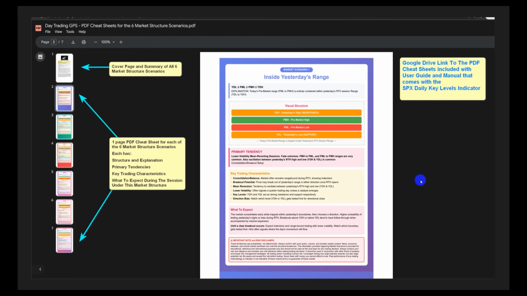The PDF cheat sheets give you the key trading characteristics and dominant tendencies of each of the 6 SPX market structure scenarios, along with what to typically expect in each session for each market structure. This also gives you an easy reference outside of having the analysis table on your chart, if you prefer to look at it on a separate monitor or simply print them out for viewing, as opposed to having the market scenario analysis table directly on your chart.